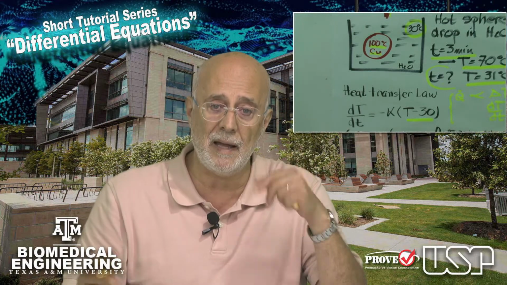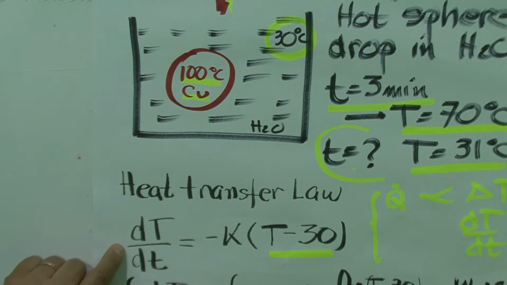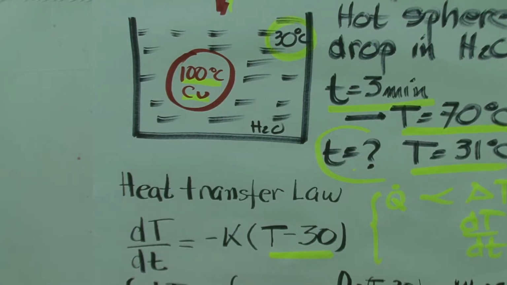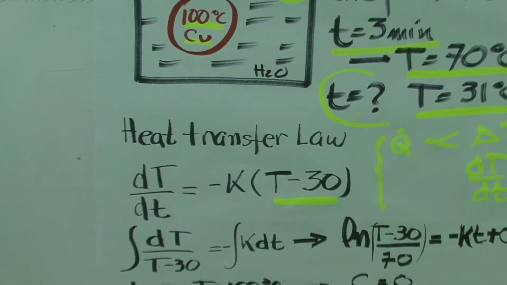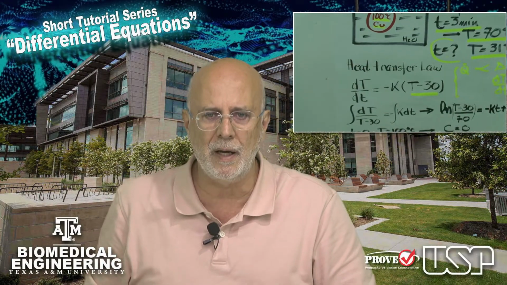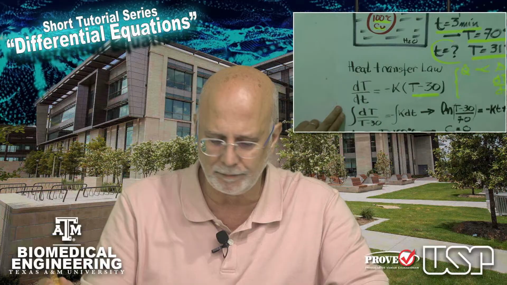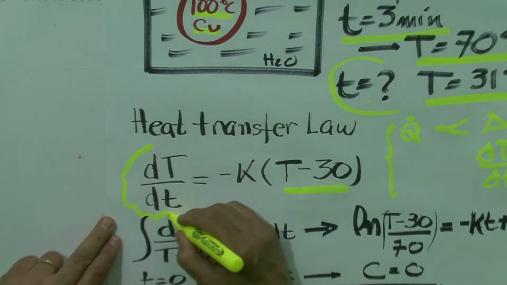But it's saying that the rate at which the temperature is changing is proportional to the delta, because that is proportional to the amount of heat that will be transferred between the sphere and the bath. Okay, we may have another short tutorial on heat transfer sometime. But anyway, I was able to put together the equation.